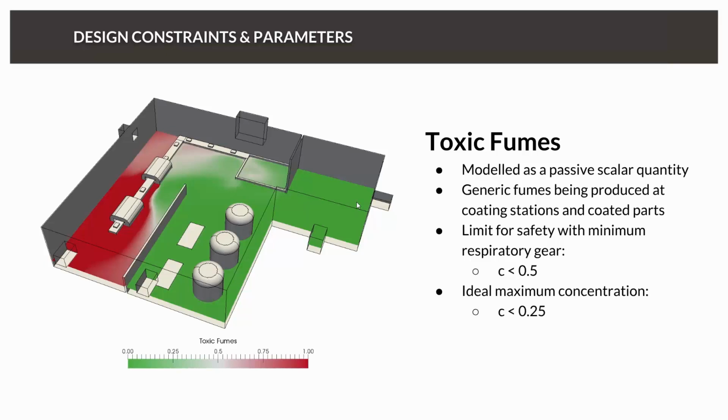And we are modeling our toxic fume using a passive scalar quantity. For this example, we use a generic fume because we know that you are facing a lot of different toxic fumes, so instead of naming a specific substance, we are going with a generic example. In this case, there is a limit defined as 0.5, and the ideal maximum concentration, especially for the working area, should be even lower, around 0.25.